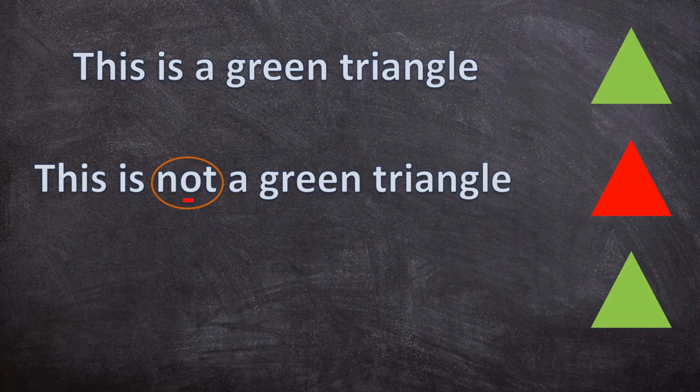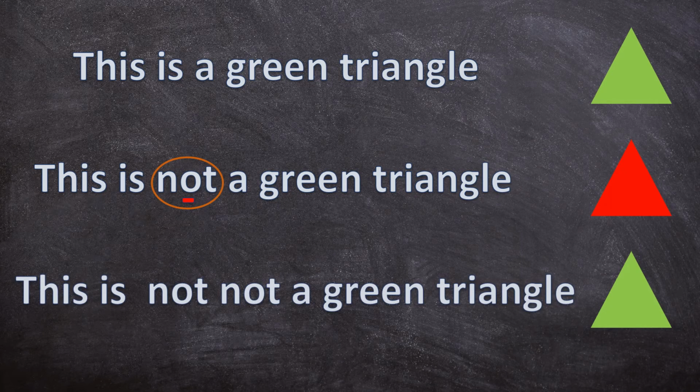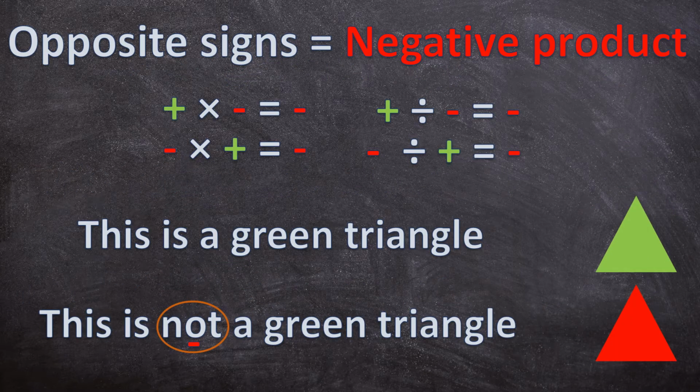It's negative. Now let's take the negative sentence and we add another not. This is not a green triangle. This makes it a green triangle again. Can you see that? So when we have the positive sentence with one not, the positive and the negative makes it negative. But when we have two negatives, it makes it a positive again.